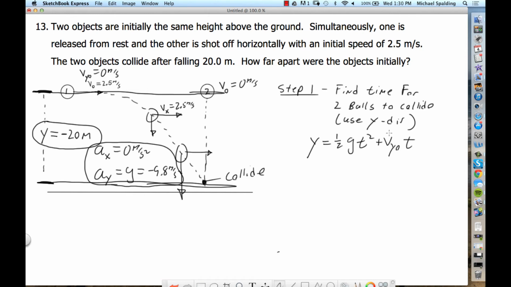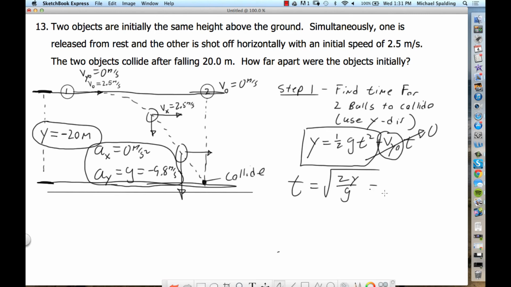Look, for both balls, what's vy initial? Does ball number 2 start with a y velocity? No. Ball number 2 has no y velocity and no x velocity initial. Does ball number 1 start with a y velocity? No, only an x velocity. So we can cross this to 0, right? So now we're left with this. So t is going to be square root of 2y over g.